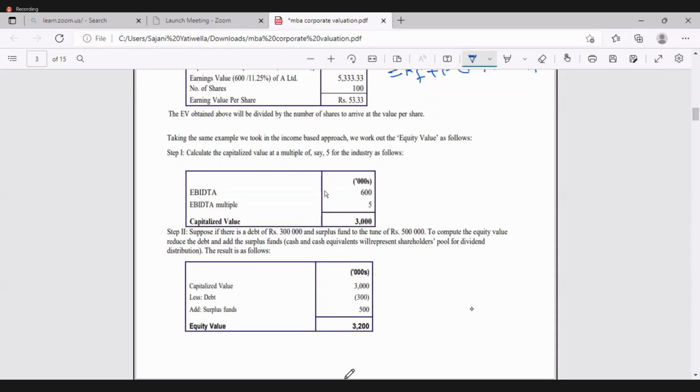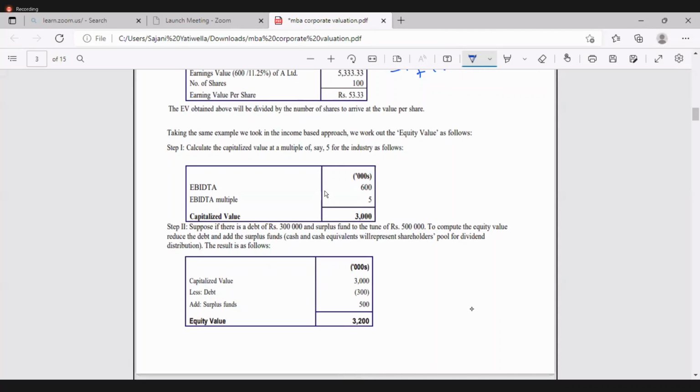So, we can follow what we have discussed earlier. So, we indicate different steps. Step one, calculate capital value at a multiple of, say, 5 for the industry. So, based on the multiple here, the multiples can be estimated. So, you indicate that 5 times EBITDA multiple.